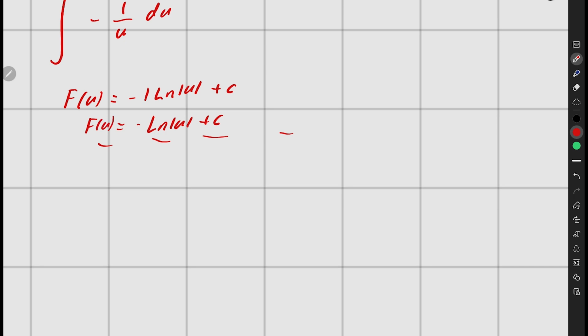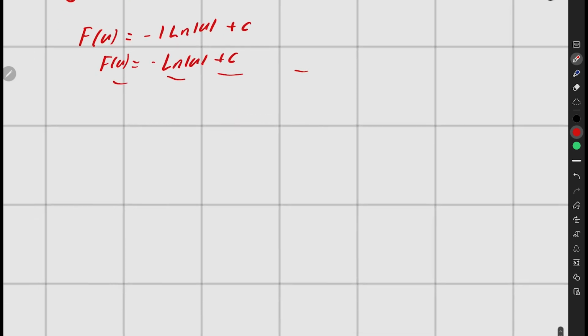And we've got the answer, but it's in terms of u. What we want to do is have the answer in terms of x. Now, if you recall from the start of the video, we set u is equal to cos of x. So now all we need to do is substitute u back into the equation so we can find the integral in terms of x.